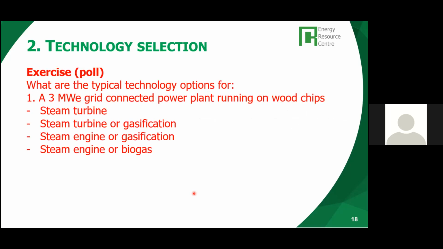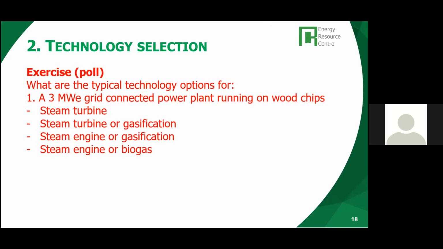What I'm going to do right now, I prepared some small polls to see how that works. I'm going to ask you all to participate in this. I'm going to ask you the question: what the typical technology options would be for a 3 megawatt grid-connected power plant running on wood chips. Let me see if I can start that poll. I hope you see it now.